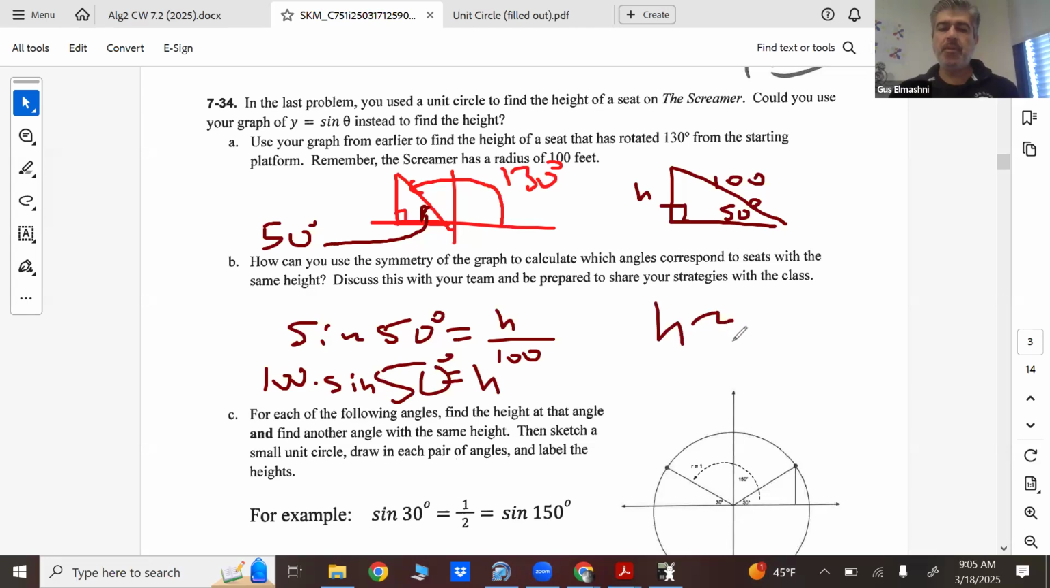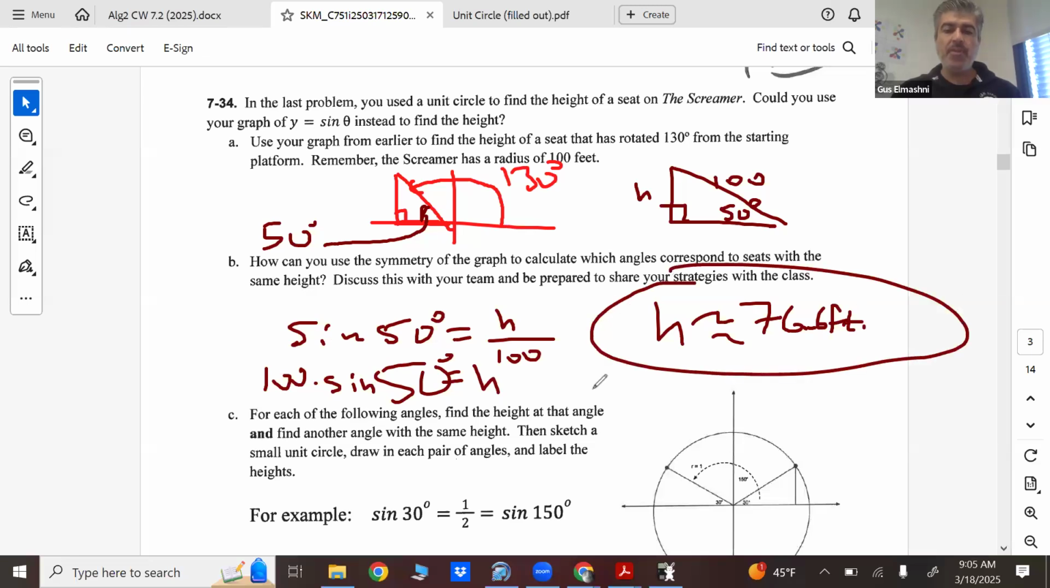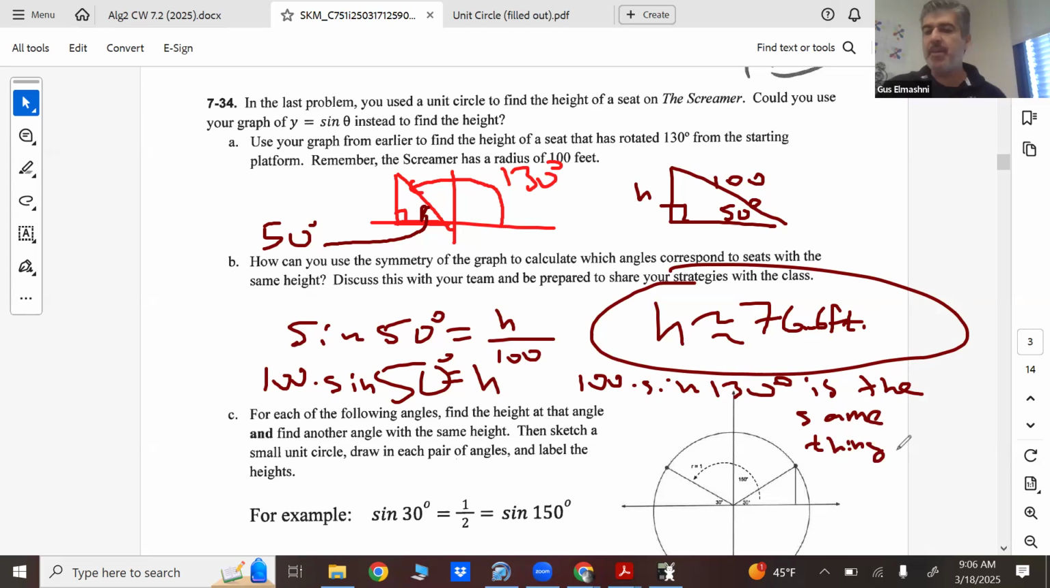So, where'd my calculator go? Oh, there it is. Okay. So if I do that, 100 sine 50, you get 76.6 feet. So that's how high they were off the ground. 76.6 feet. Now, you could also have done this. 100 times sine 130 degrees is the same thing. It'll be the same exact thing.